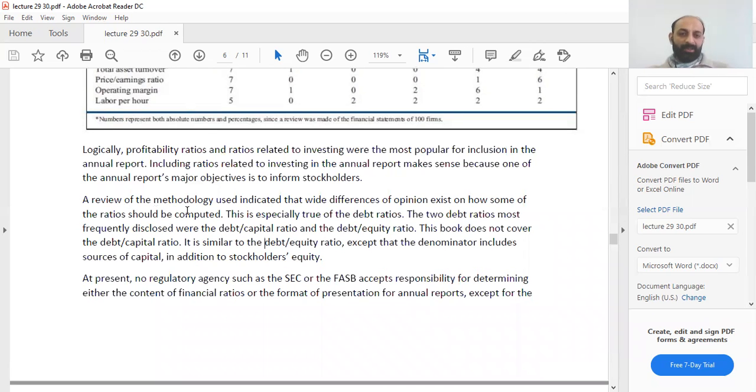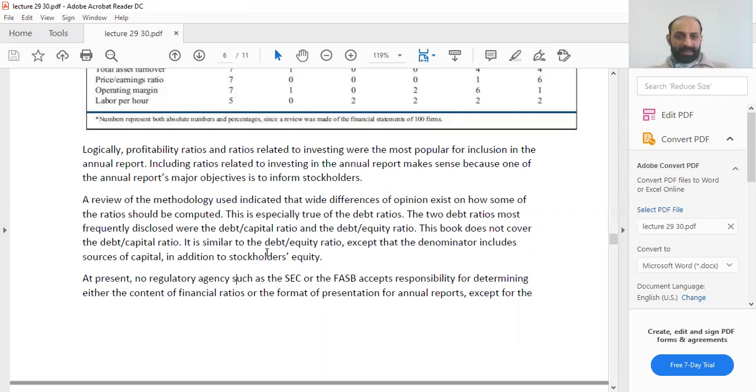A review of the methodology used indicated that wide differences of opinion exist on how some of the ratios should be computed. This is especially true of the debt ratios. हमने अभी तक पढ़ा है debt equity ratio. लेकिन there's another type which is called debt capital ratio. Now, what is the difference?